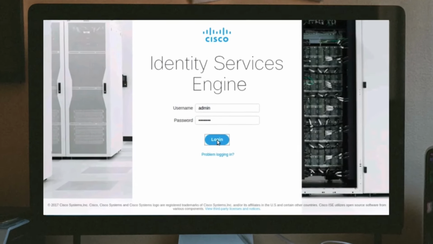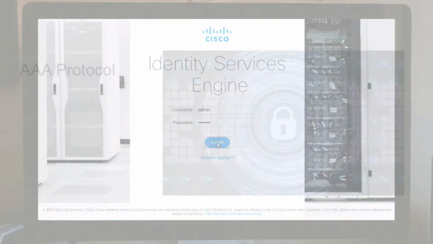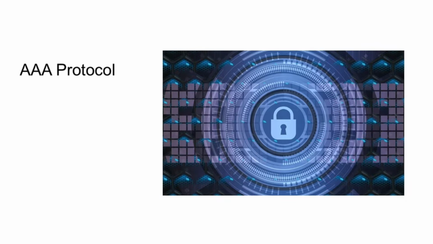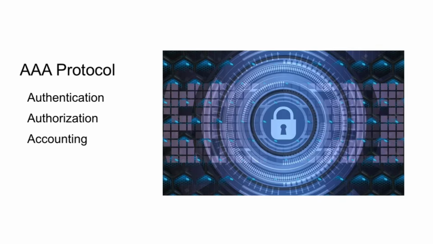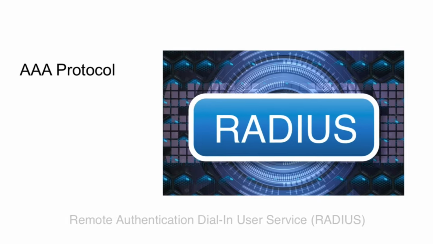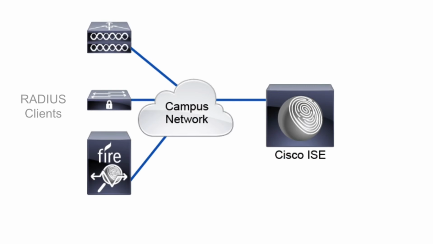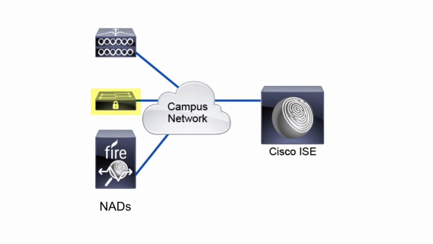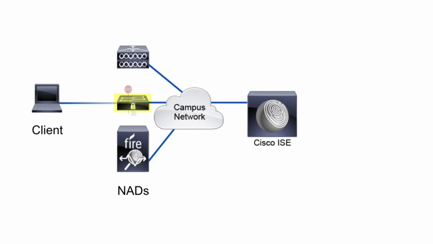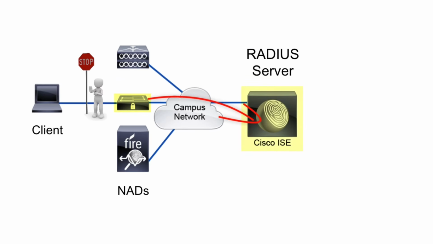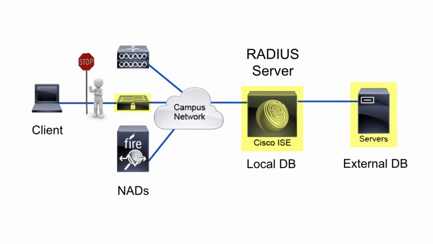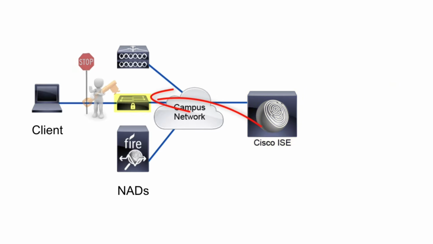We'll start off by examining the two authentication, authorization, and accounting, or AAA, protocols supported. AAA is basically used to authenticate users, authorize what they can do when connected, and keep an accounting of what they're doing. The first AAA protocol is RADIUS, which is a distributed client-server solution designed to block unauthorized access to the network. The RADIUS client process runs on Cisco devices which are designated as network access devices, or NADs. When a user or device attempts to access the network, the NAD challenges the device and sends the authentication request to the RADIUS server running on Cisco ISE, which in turn references an internal or external database. When successfully authenticated, network access is granted to the client.